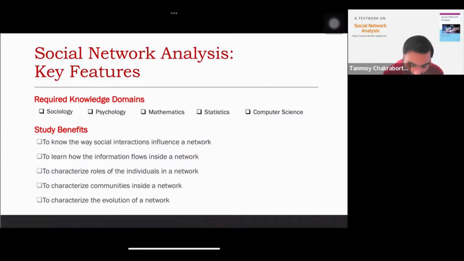So what is the basic domain knowledge people require to understand social networks in general? We assume that those who work in this area have a fair bit of idea about sociology, psychology, mathematical theory, statistics, and computer science, so that they would be able to understand the interactions, quantify the type of interactions, measure certain properties of networks, measure the interaction dynamics between two nodes, and so on and so forth.